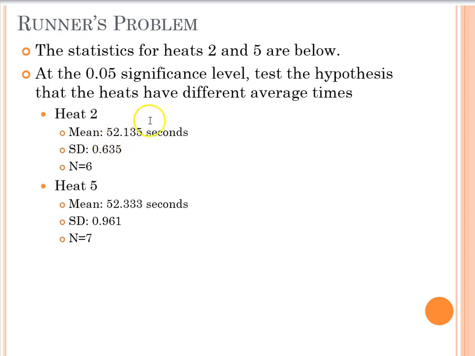So we can calculate the average for heat 2. There were 6 runners in that. And there were 7 runners in heat 5. And you can see that they're really pretty close and that their variation is almost a full second. And so we just want to test to see, are these completely different or are they statistically close?